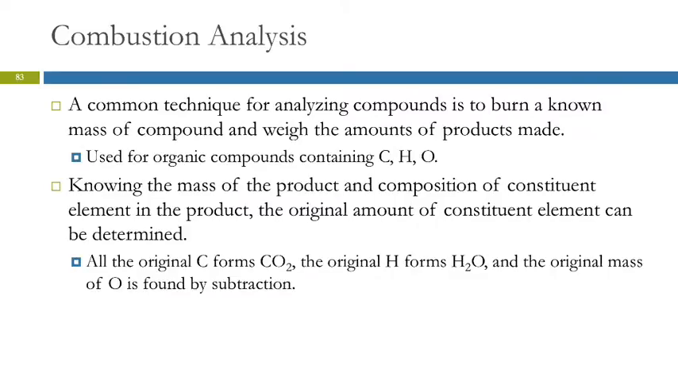I talked about how we can calculate an empirical formula from experimental data. Combustion analysis is a common technique used to give us such data. This is really useful for organic compounds containing carbon, hydrogen, and oxygen. What happens is the original compound is burned, it's combusted, and the products are carbon dioxide and water. And by measuring the masses of the products that are given off, we can find the mass of carbon and hydrogen that were in the original compound.